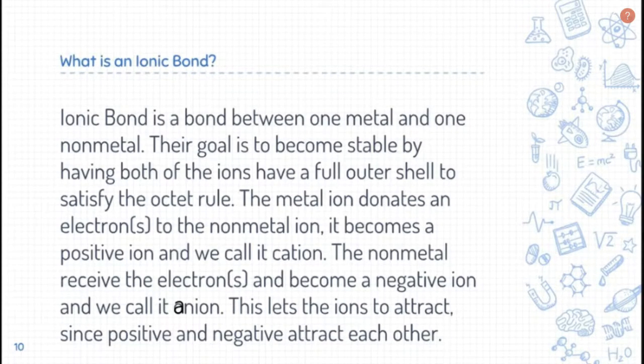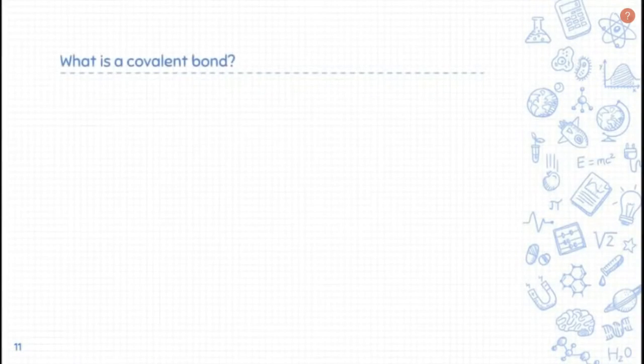Anyway, the metal ion donates an electron or more to the non-metal ion. The metal ion becomes a positively charged ion, and we call it a cation. It's positively charged because it loses an electron, which means that there are more protons than electrons. On the other hand, the non-metal receives the electron donated by the metal and becomes a negatively charged ion, and we call it an anion. The reason it becomes negatively charged is because there are more electrons than protons. So this lets the ions attract each other, because positive and negative attract each other, like magnets.